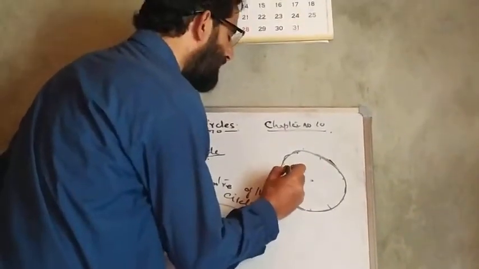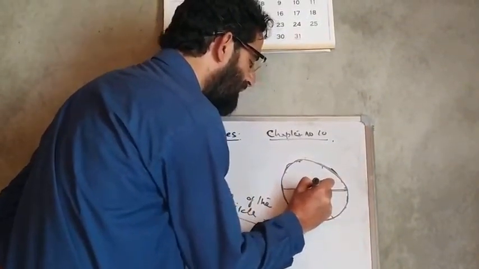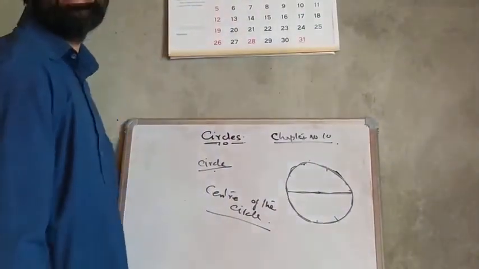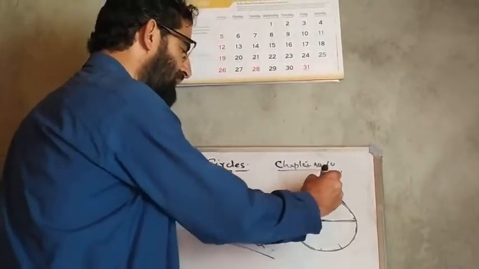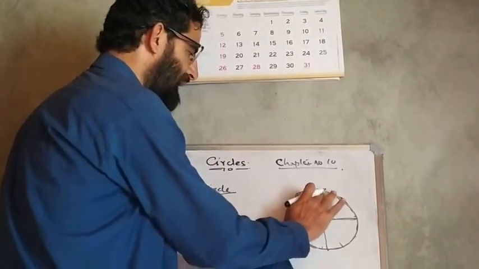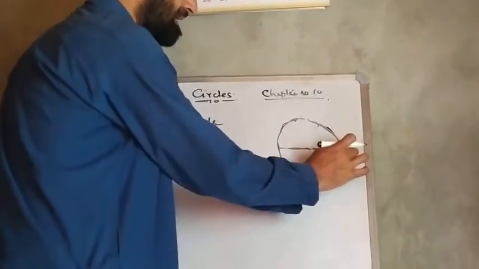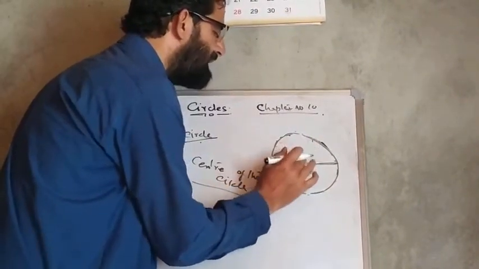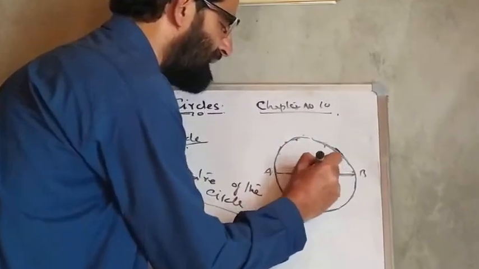Now, any line segment which passes through the center of the circle is called a diameter. This is double the radius. The diameter of the circle is a line segment whose endpoints lie on the circle and which passes through the center of the circle. Suppose AB is this line segment, the diameter.